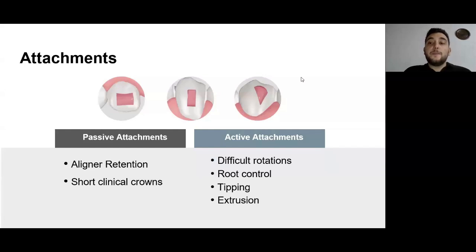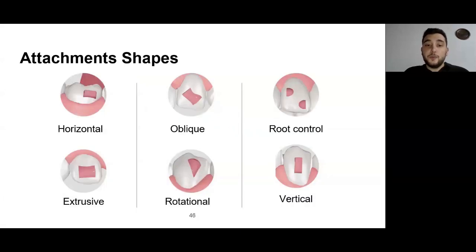So what we've been talking about so far is the passive roles of attachments, whether it was aligner retention or to increase the surface area of short clinical crowns. But for the rest of the lecture, and the most important part, we're going to talk about the active aspect of attachments. So how attachments are used to aid in certain movements.